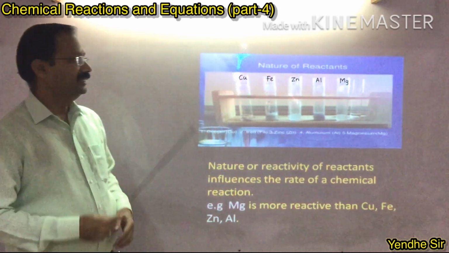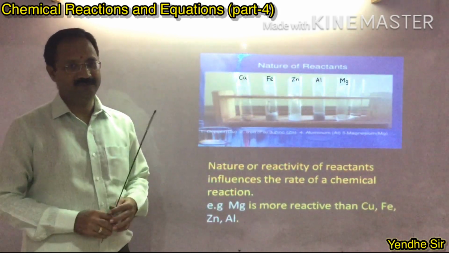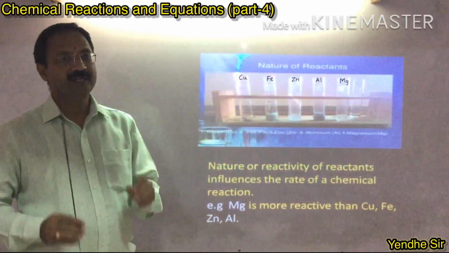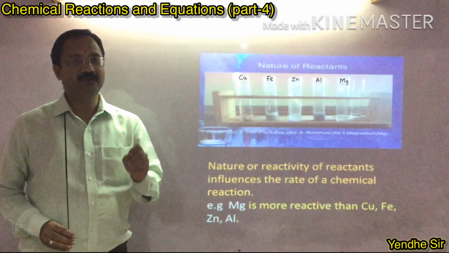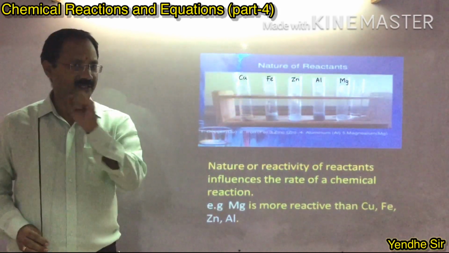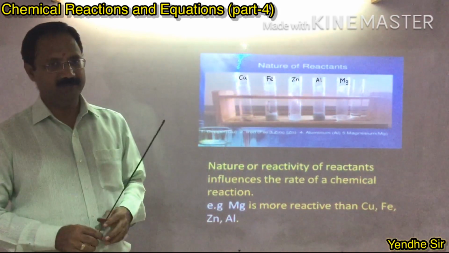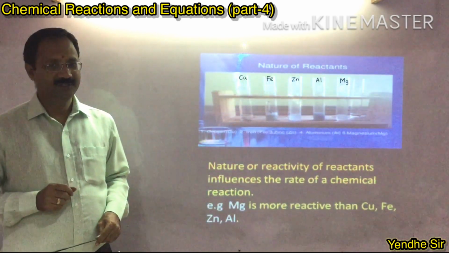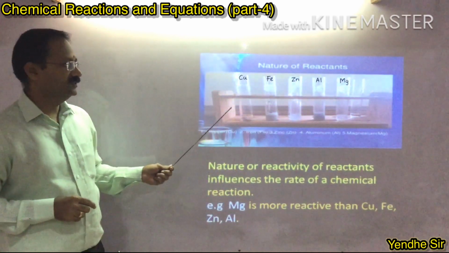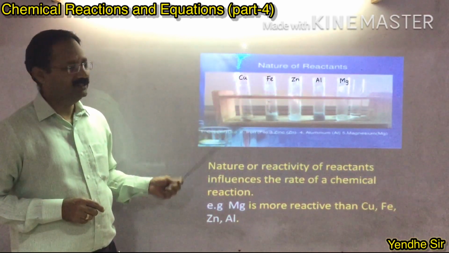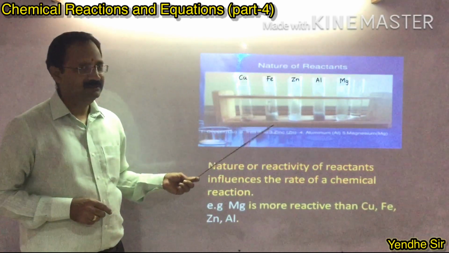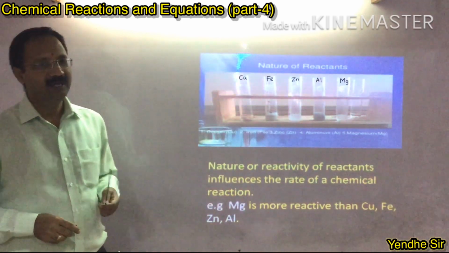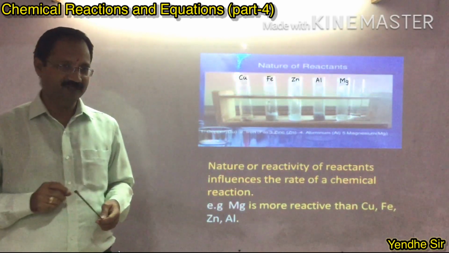Let's see the nature of the reactants. The nature of the reactants always affects the rate of chemical reaction. Here I am going to tell you one example. In this one I have taken 5 test tubes. In the first one copper powder is there, in the second iron, in the third zinc powder, in the fourth aluminium, and in the fifth magnesium.